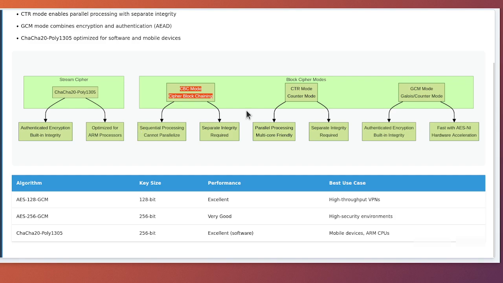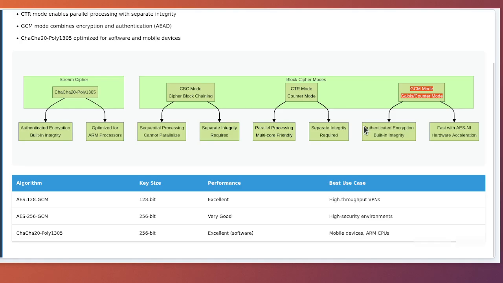CTR mode, or counter mode, turns AES into a stream cipher, allowing parallel processing and providing better performance on modern multi-core processors. However, CTR requires a separate integrity algorithm. GCM mode, which stands for Galois/counter mode, is increasingly becoming the preferred choice for IPsec.